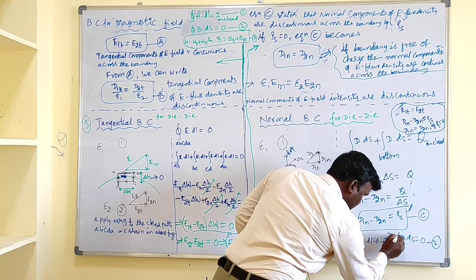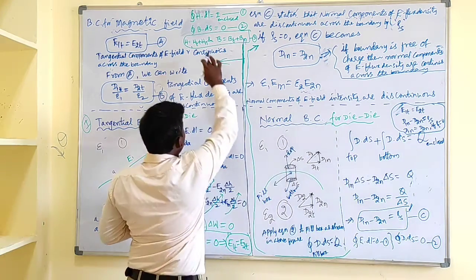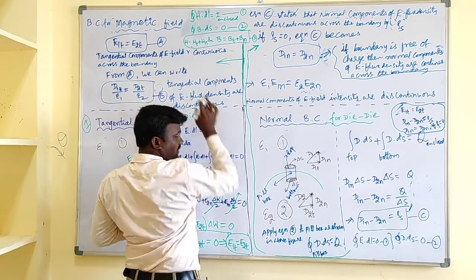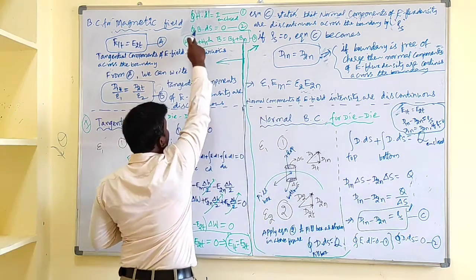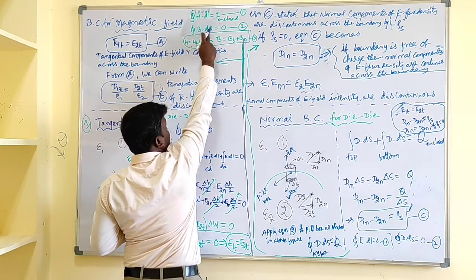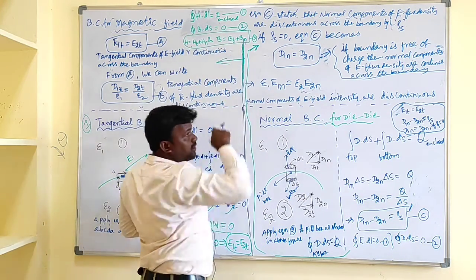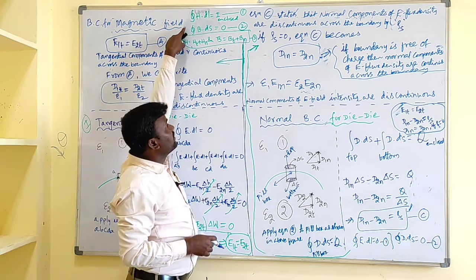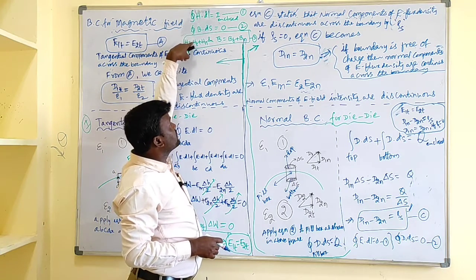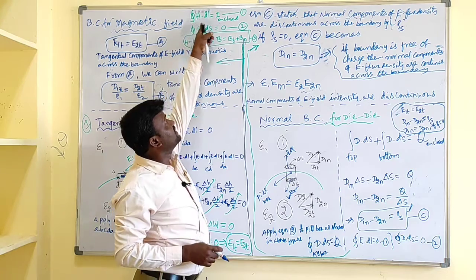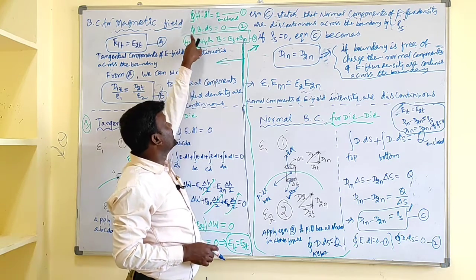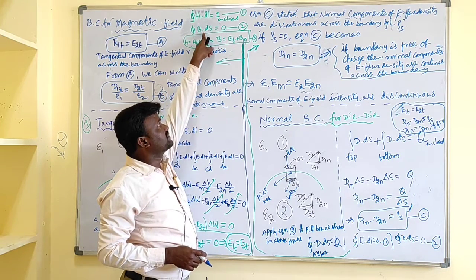And the second equation, integral D dot ds. Here D is the electric flux density, and that should be replaced with the magnetic flux density, that is integral B dot ds equal to 0. That is equation 2. To derive the magnetic field boundary conditions, we use these equations. First one is integral H dot dl equal to I enclosed, and another one is integral B dot ds equal to 0.